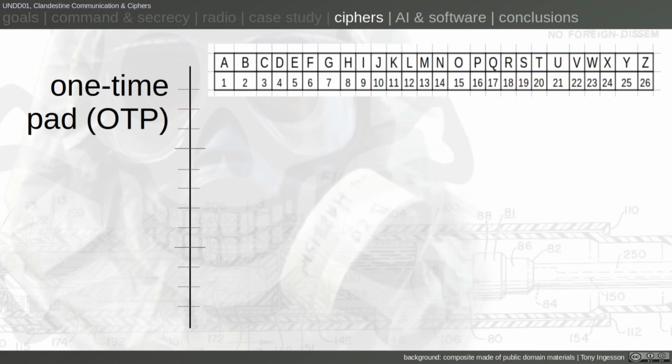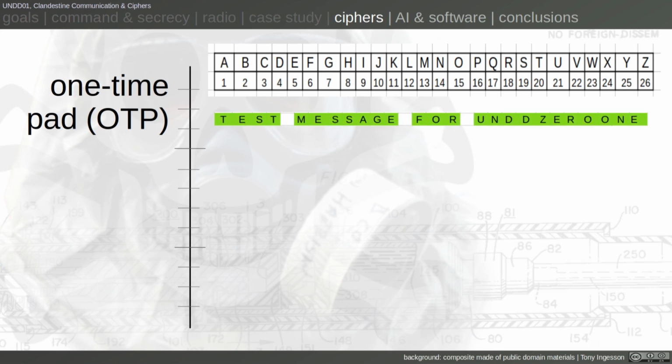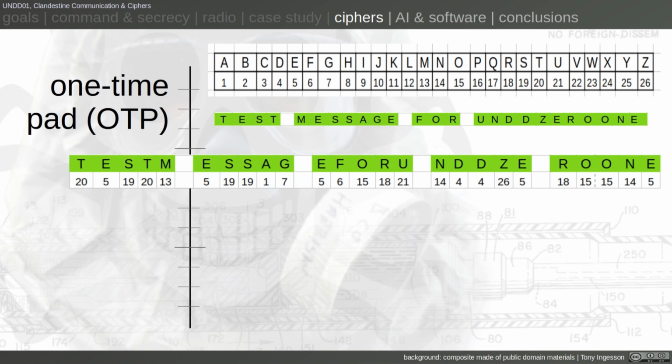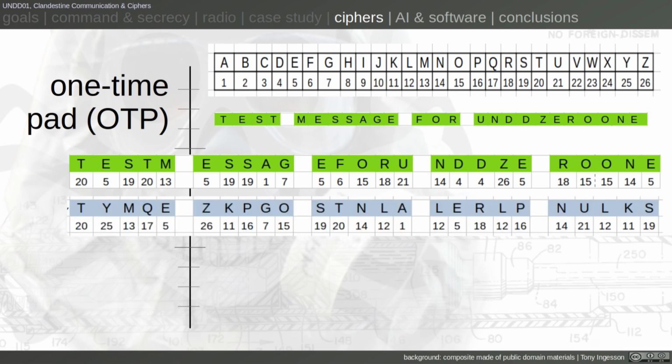If we use this table of letters and numbers we used before, where we have simply numbered all of the letters of the alphabet, and then we take this example message, test message for UNDD01. Now, if we plot so that all the letters have their corresponding numbers below them, as I've done here, then we simply add the key. Here is our randomly generated key, which we will only use once.